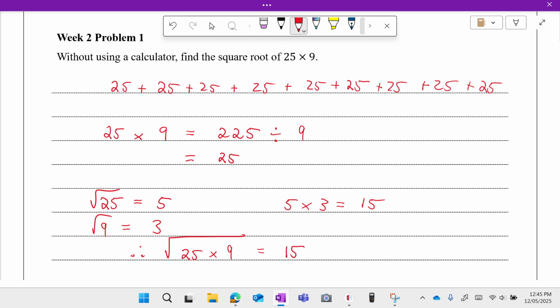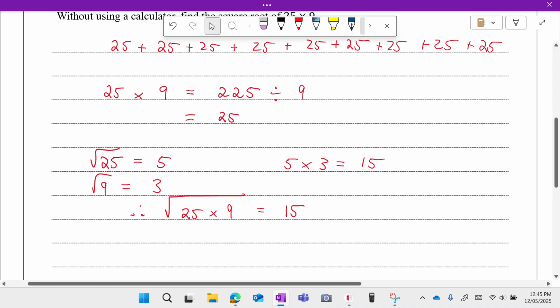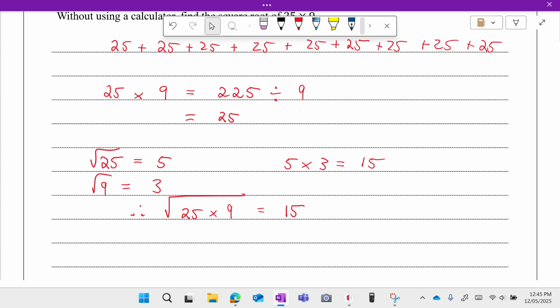Did anyone have any other ideas? Anything else they wrote down? Logan? 12.5. So there's 12.5 times 12.5 that equals the answer as well.